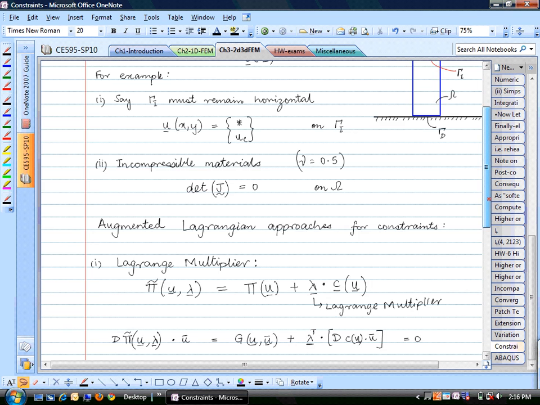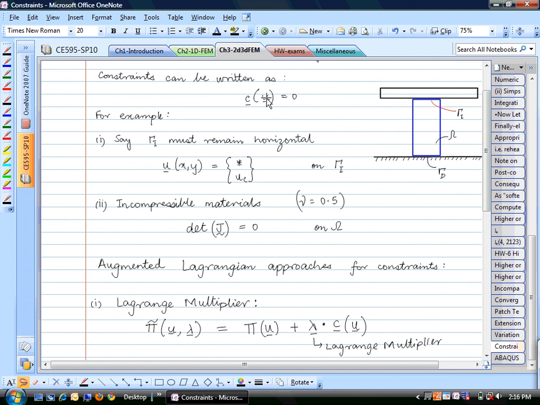Actually, in this case, I should have mentioned this. You have this equation that you want to make sure is satisfied. So one way to do that is this minus this is equal to 0, and this is what you define to be your constraint. This is what Cu is.